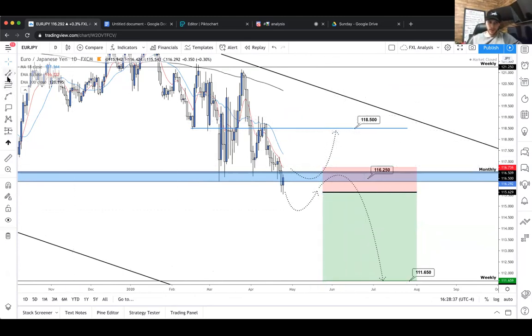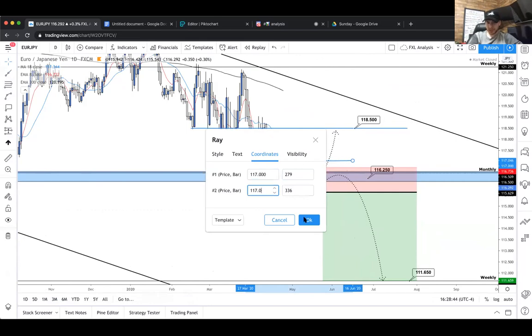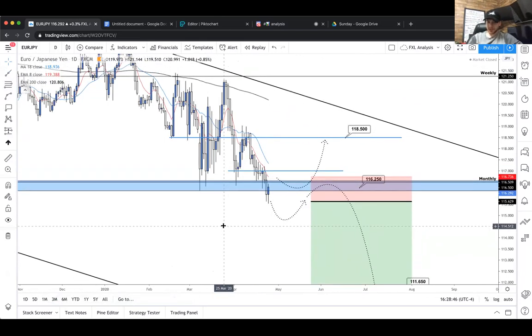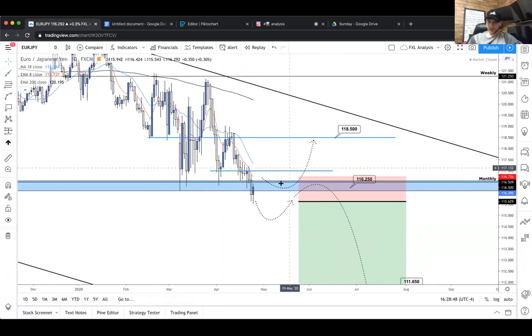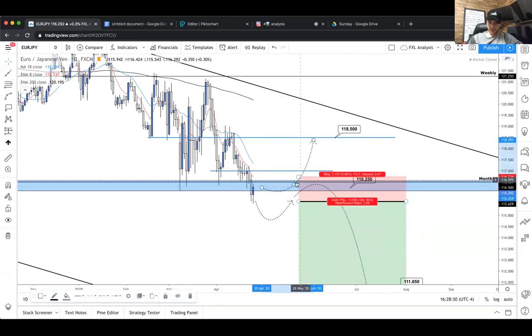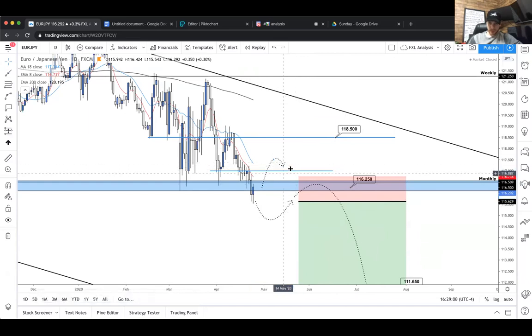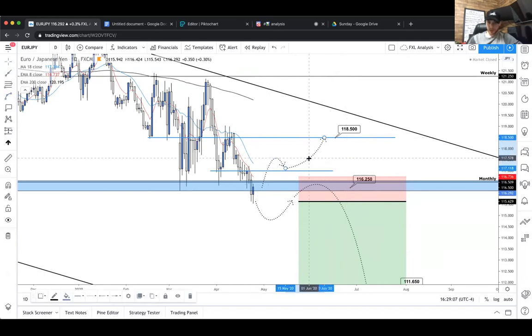So I'm going to mark off this minor structure level here, 117. This is a lower time frame level, right? It doesn't really have much significance in the daily, but this is more of a 4-hour level. So if I did see this would be the first sign of a push higher or another test of this 118.5. Closure above, lower time frame, higher low with bullish setups, and then you could potentially take this trade on a 1-hour, 30-minute, and play it up until this level here.